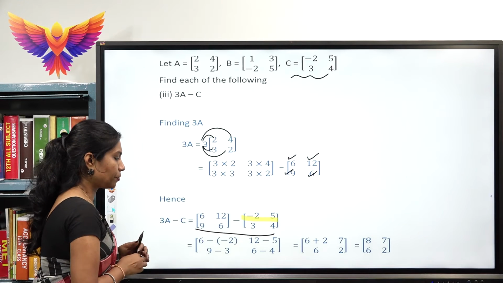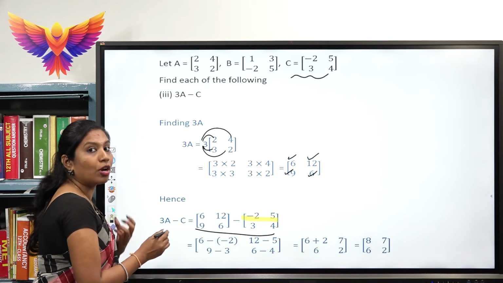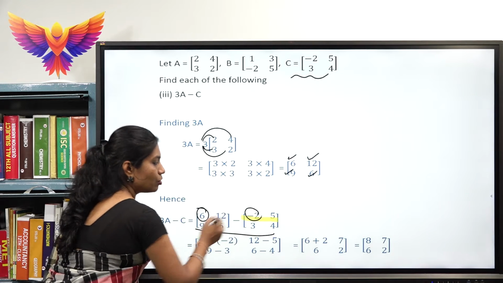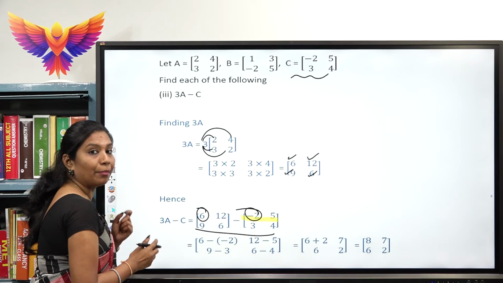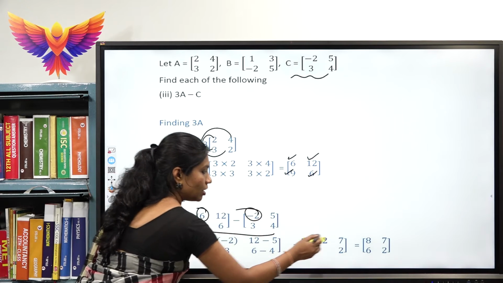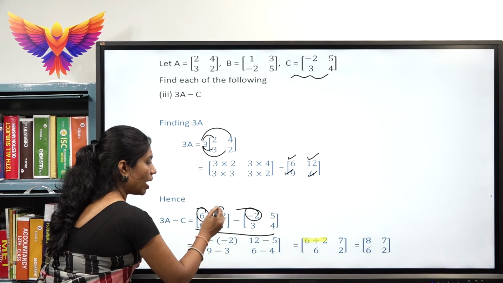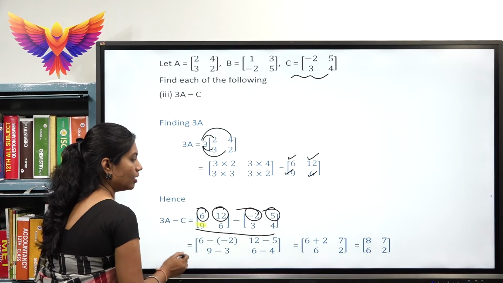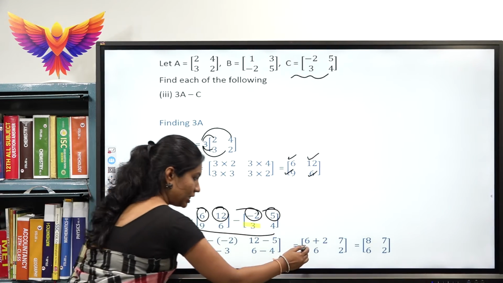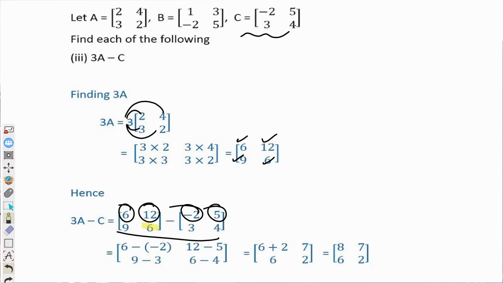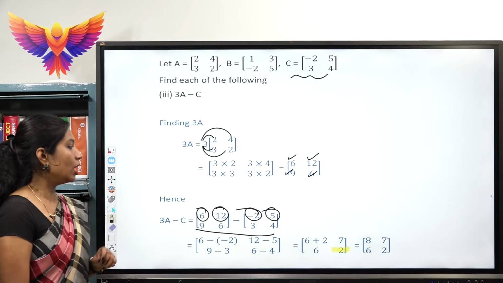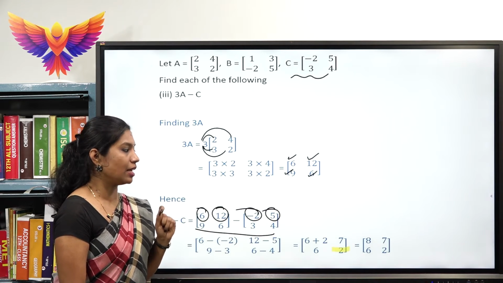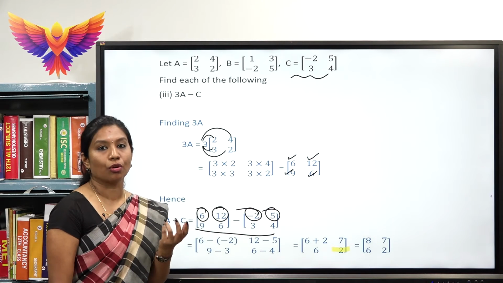When I simplify, each and every corresponding element needs to be subtracted here, that is 6 minus of minus 2 is what I am supposed to do. So, 6 minus of minus 2 will give back 6 plus 2, the same way 12 minus 5 will give back 7 here. Similarly, 9 minus 3 will give us 6, and the same way 6 minus 4 will give back 2. Now when I simplify this further, I get 8, 7, 6 and 2, which is again a 2 cross 2 matrix.